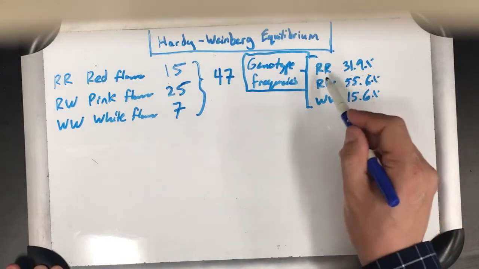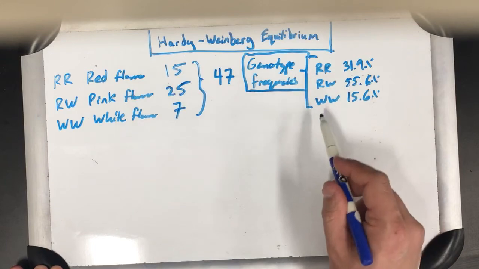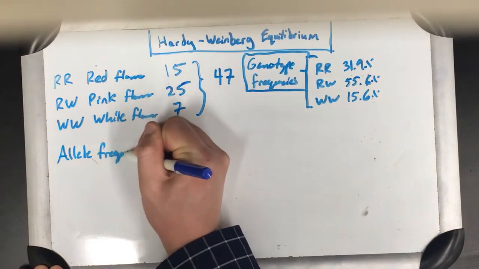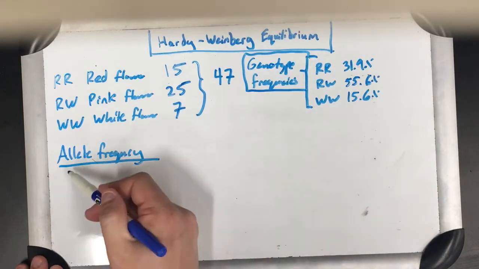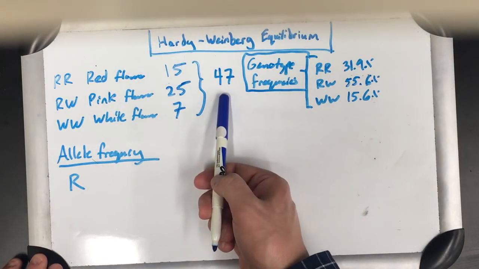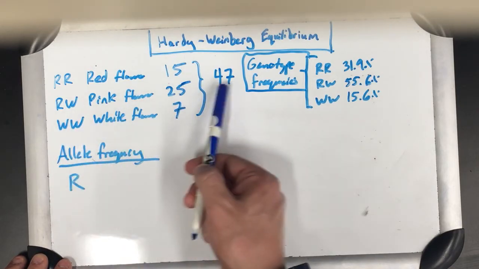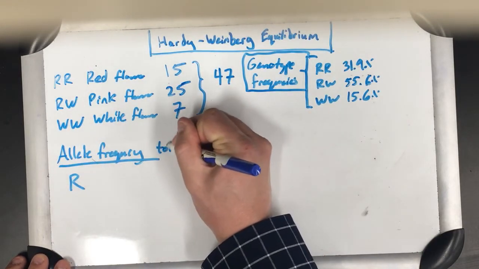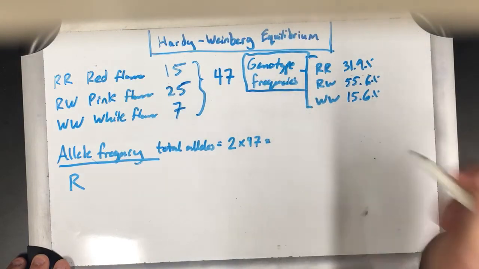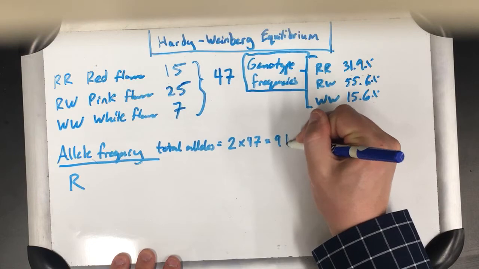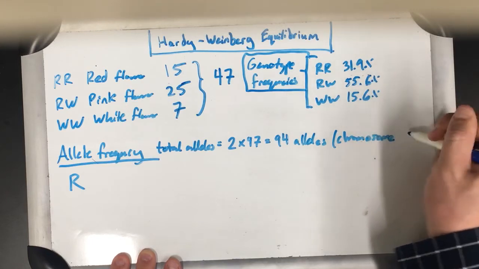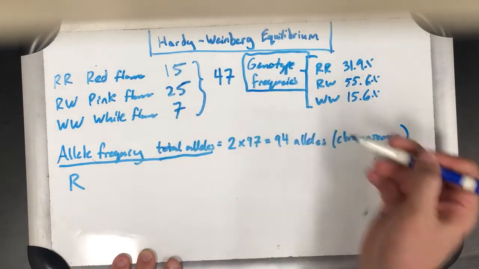If I want to know the frequency of each of these alleles, that's the next step. To start, if I want to know the frequency of the R allele, since we have 47 individuals, each of these has 2 chromosomes. That means our total number of alleles is 2 times 47, which equals 94 alleles. We're counting chromosomes here, even though we're just counting genes. So our total alleles is 94.